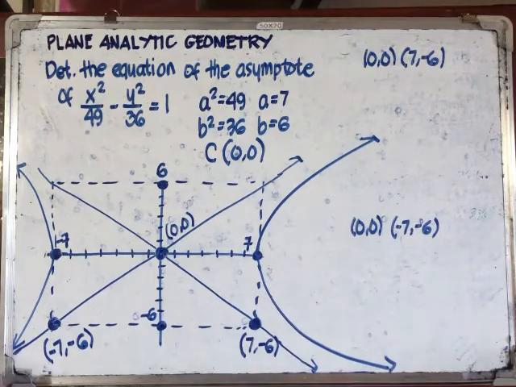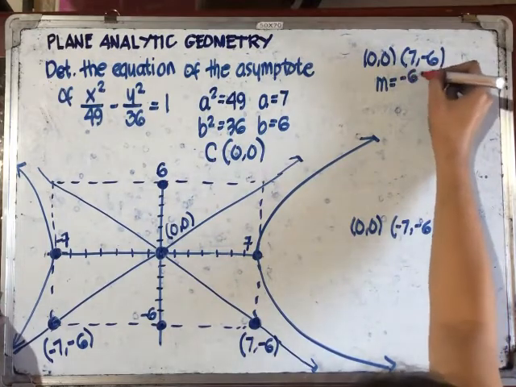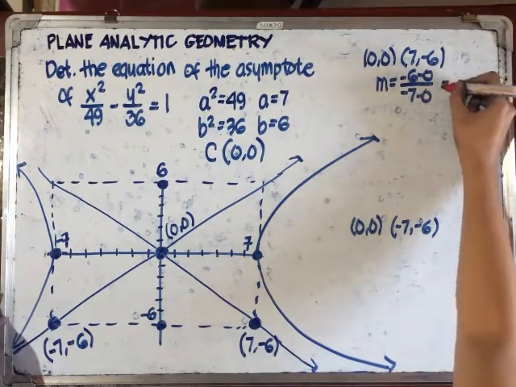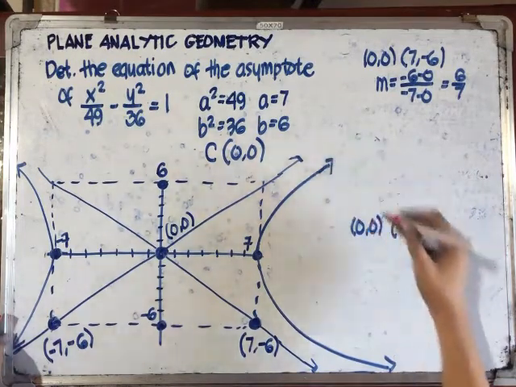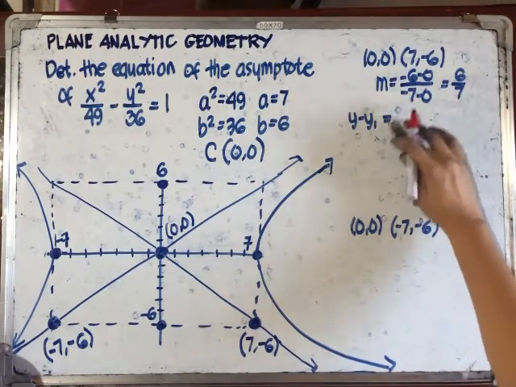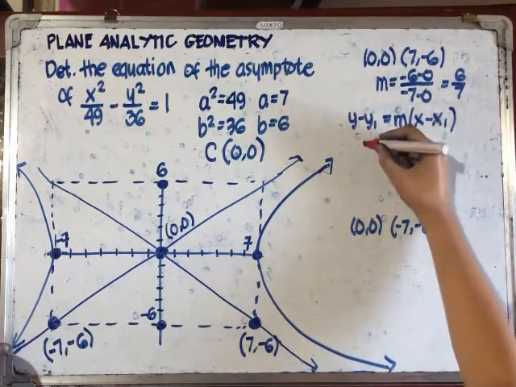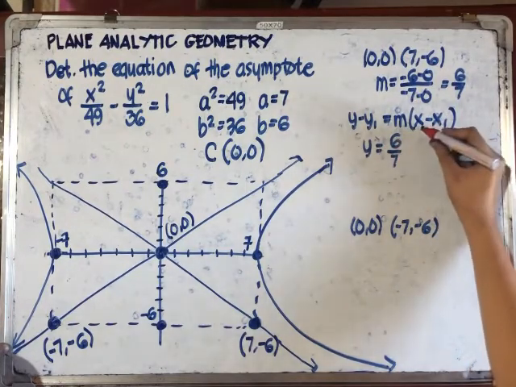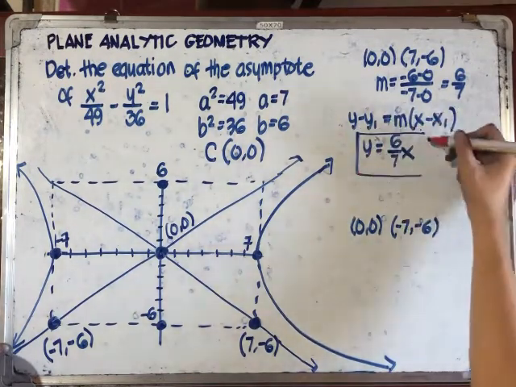Well, now, we compute for the slope, m. M natin is y sub 2, -6, minus 0, over x sub 2 minus x sub 1. So, that would give us 6/7. So, now, given na meron na tayong slope, point slope form na tayo. Y minus y sub 1 is equal to m times x minus x sub 1. So, this would be y minus 0, y na lang. And this is 6/7 times x minus 0. X na lang. This is now the equation of one of the asymptotes.